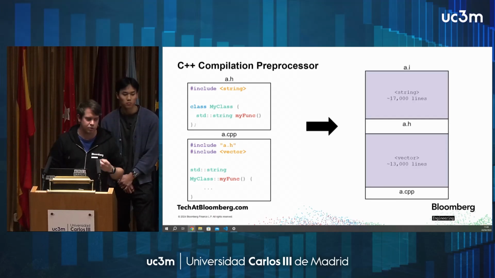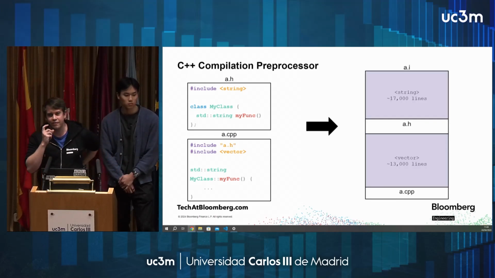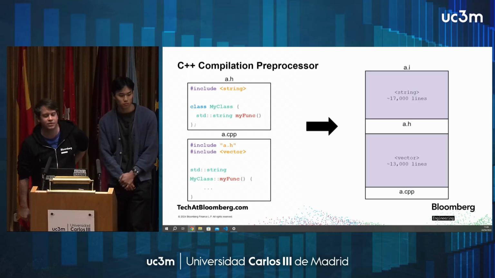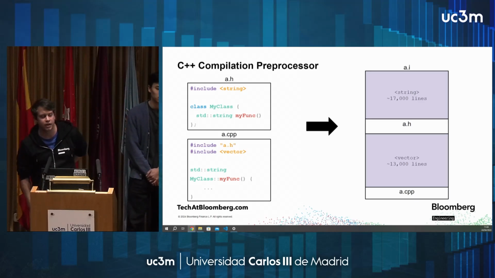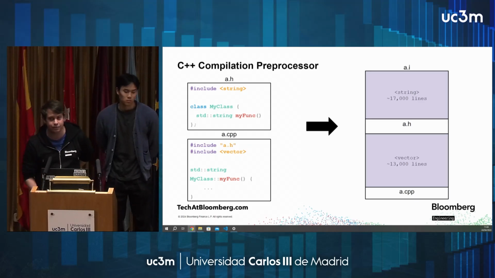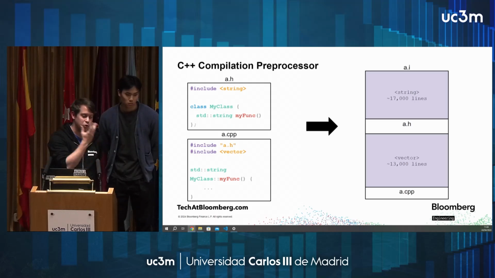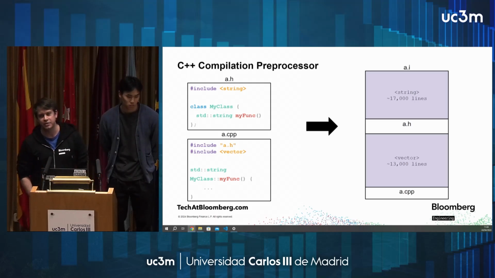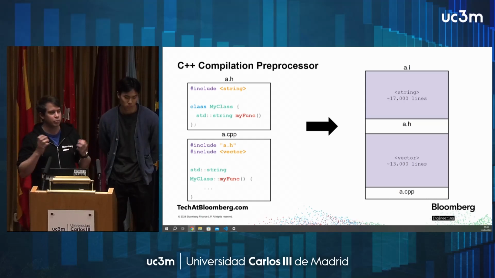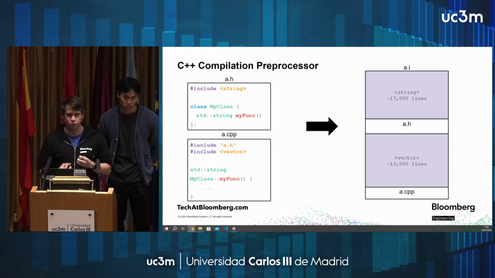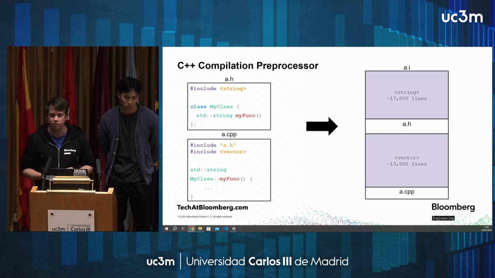But then once you run the preprocessor, for your very, very simple class, you're pulling in 17,000 lines in the string header, another 13,000 lines in the vector header for your 50 lines of implementation. And so what I'm trying to demonstrate here is that the includes you're pulling in can actually dwarf your source code. So if we can remove any redundant iteration over your includes, then you're bringing down your compilation time.